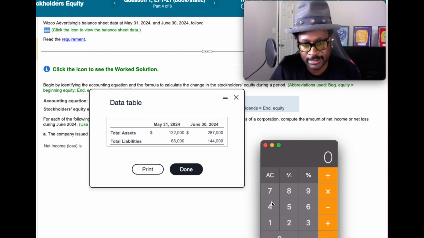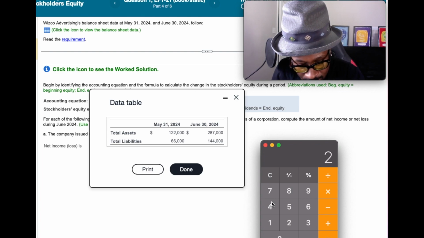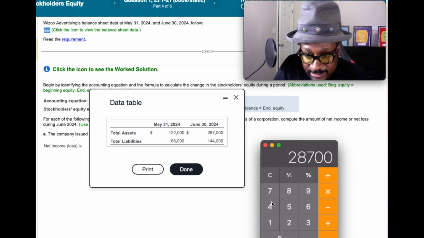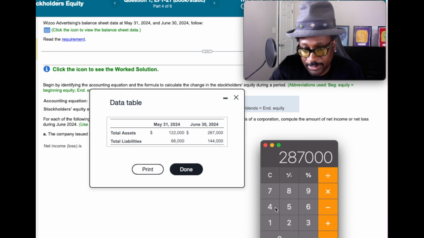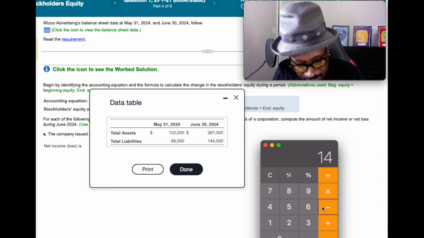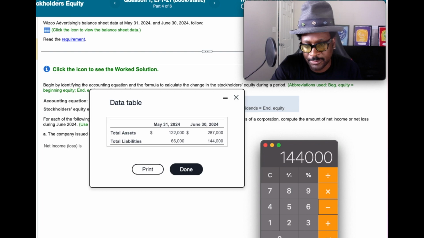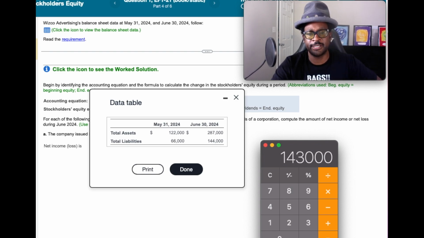Then we're going to take the June 30th balance of assets, $287,000, and we're going to subtract the total liabilities of $144,000. And so our stockholders equity for the end of June should give us $143,000.